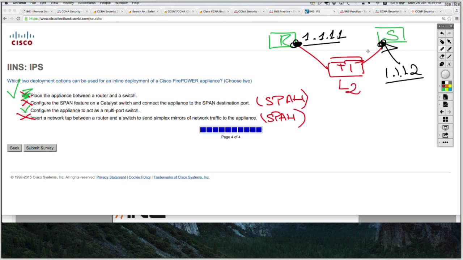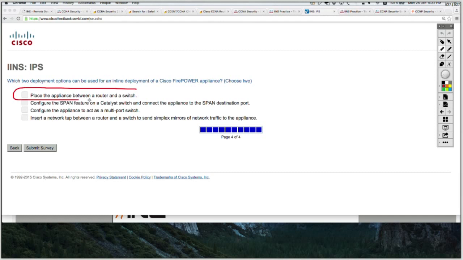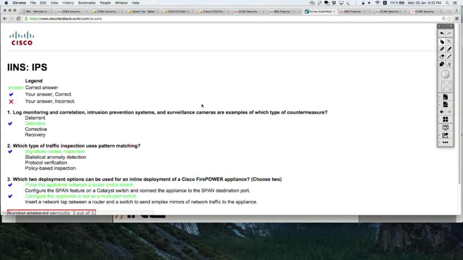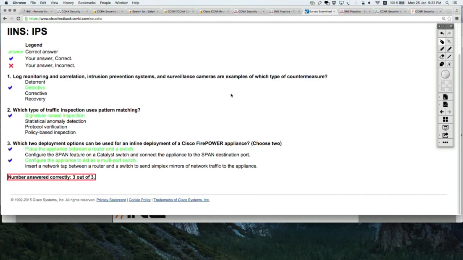But the answer is very misleading because inline mode means layer 2 mode, and when you read the first option, it looks like it's going to be in layer 3 because you make use of a router. So it's actually a misleading question, but that's the answer. So I'm going to put in here A and C. Let's say submit survey. And there we go. All answers were correct.